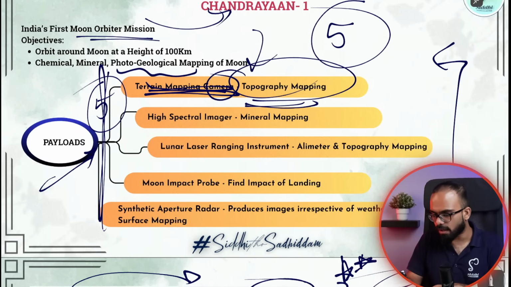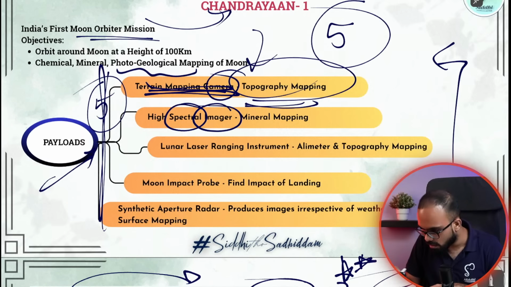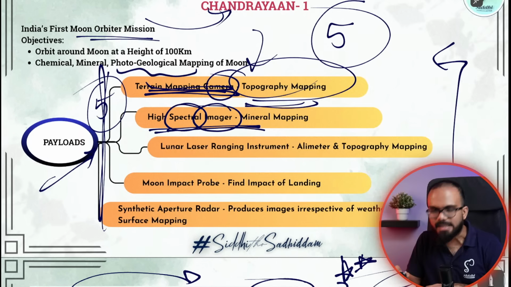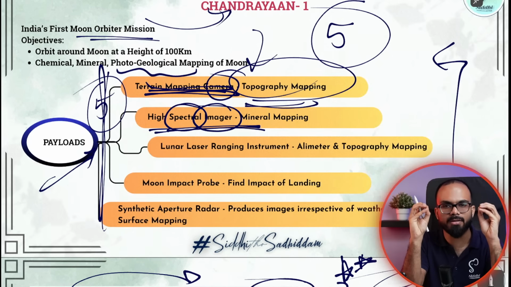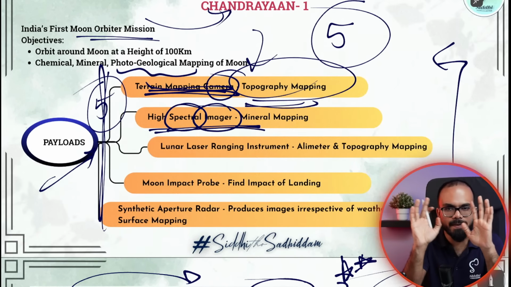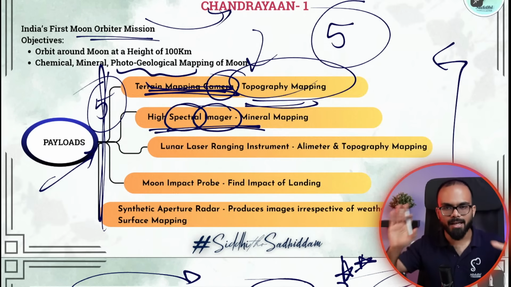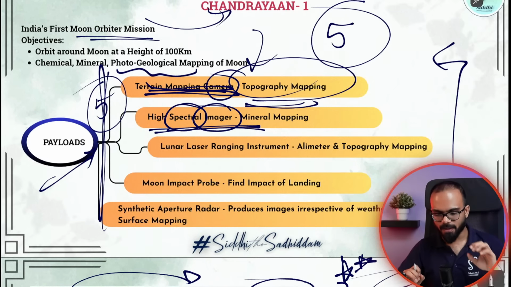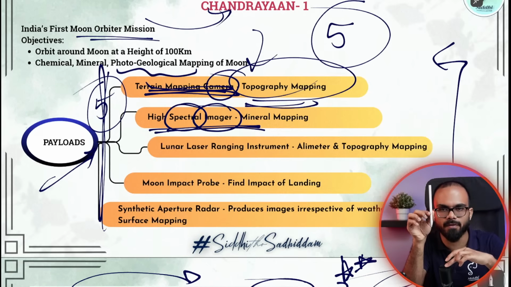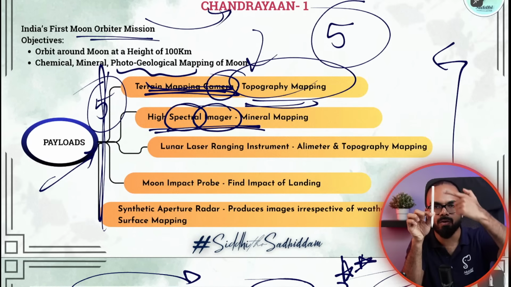Next is you have a spectral imager. The meaning of spectral imager is spectroscopy. At the basic terminology, spectroscopy is like a scanning. We scan the elements, and through spectroscopy we can understand the composition of anything. For example, if I am doing a spectroscopy for this pen, I can tell you what minerals are there in this pen, what material is there in this pen.